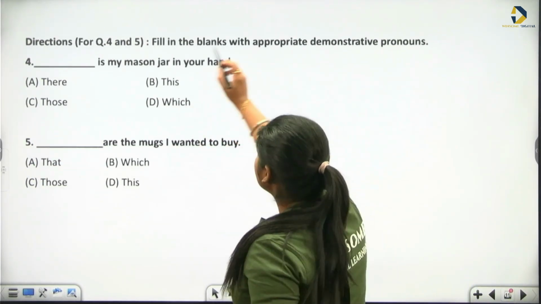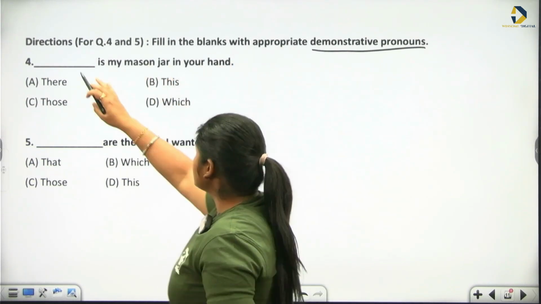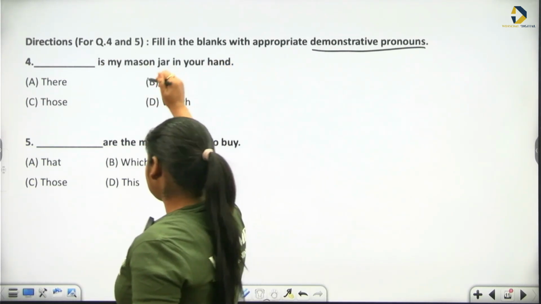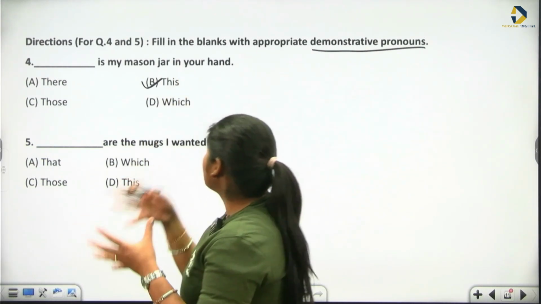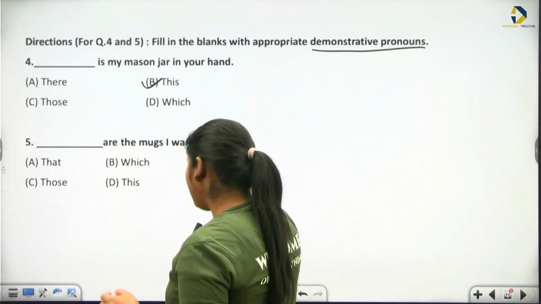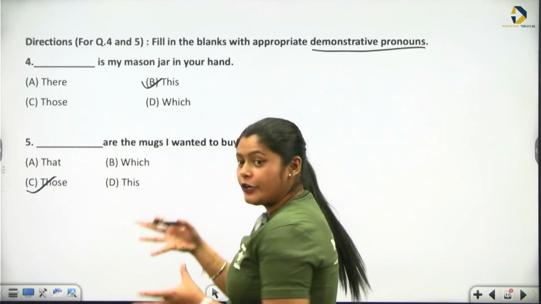Now see, fill in the blanks with appropriate demonstrative pronouns now. Dash is my mason jar in your hand. This is my mason jar in your hand. Okay. Dash are the mugs I wanted to buy. Those are the mugs I wanted to buy.